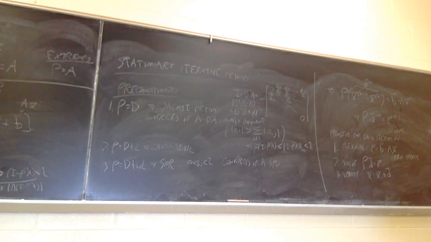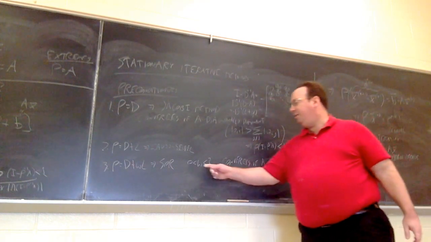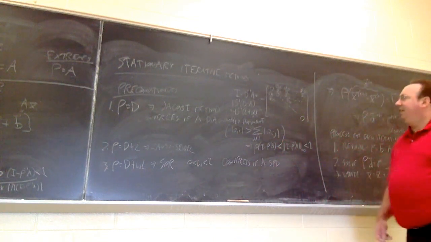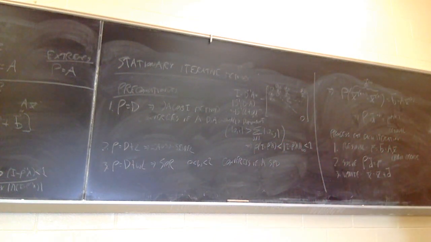In some cases, there are formulas to choose the optimal omega that makes the spectral radius of identity minus P inverse A as small as possible. Certain matrices that come from finite differences and so forth, but it's not always easy to find the right one.